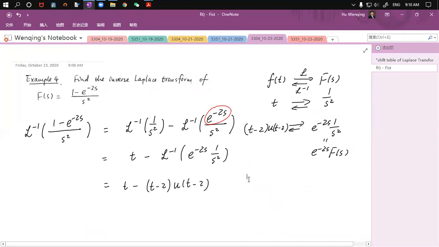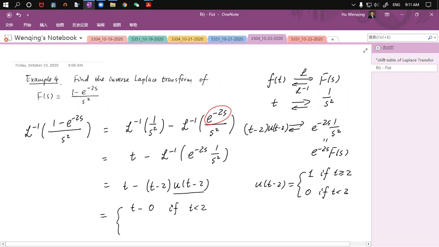Now let me also remind you what u of t minus 2 is. u of t is the unit step function that we have defined. So u of t minus 2 is equal to 1 if t is greater than or equal to 2, and it is 0 if t is less than 2. Is that good, family? Therefore, this function is t minus 0 if t is less than 2, which is nothing but t. And it is t minus 2 multiplied by 1 if t is greater than or equal to 2, because of this.